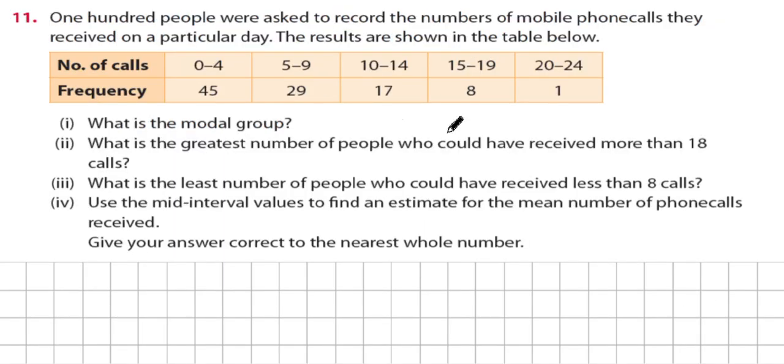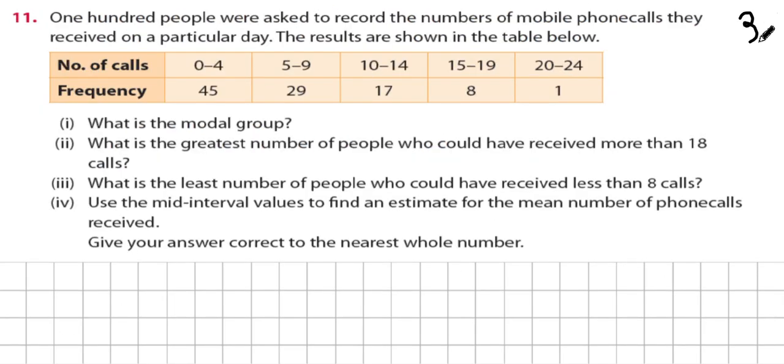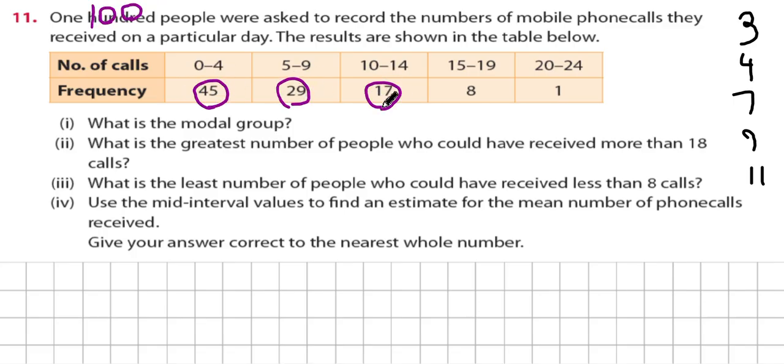We're all working on question 11 together, right? So I think we've done 2, 3, 4, 7, 9. Now we're doing 11. Okay, now here's what we want from you. You ready? What is the group? 100 people were asked. See all these numbers? They all add up to 100. They were all asked how many calls they got in a day.